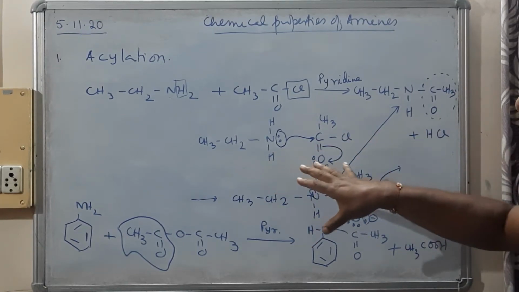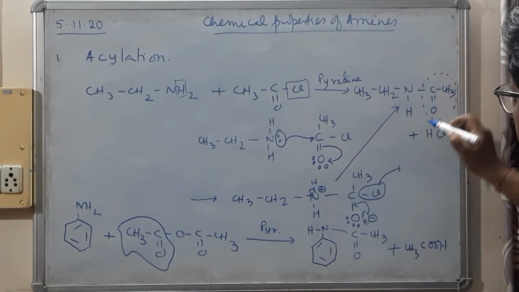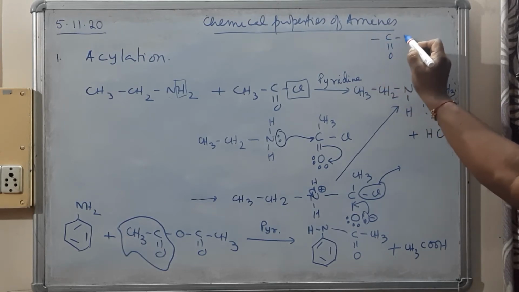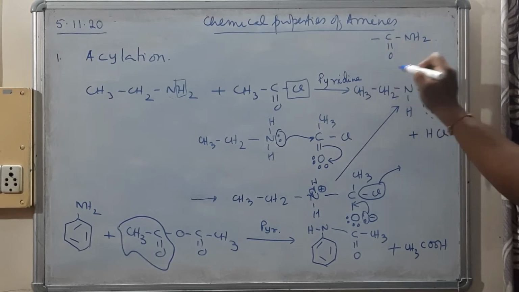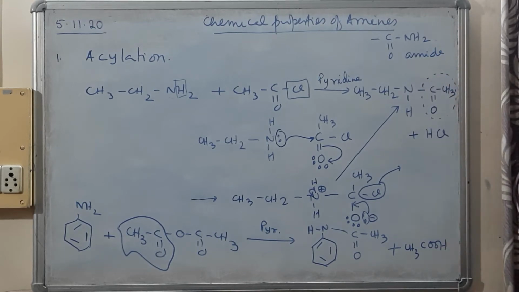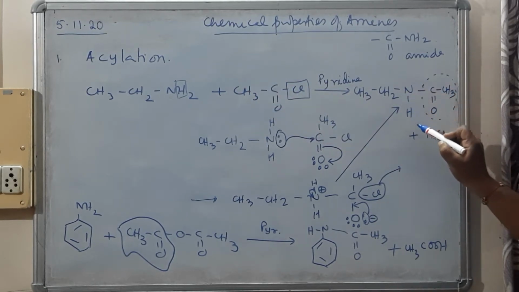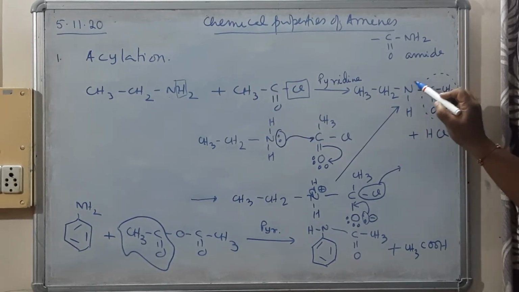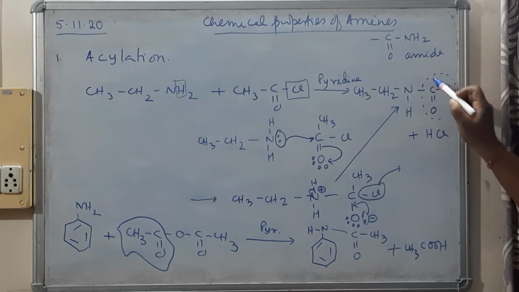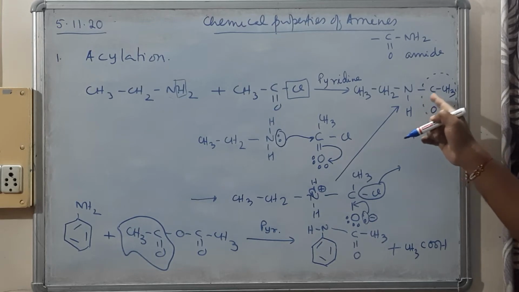Now, what is the name of this product? In the acylation reaction, we know that this is a functional group. It is called amide. So you can see here, the acylation product we get is amide. Not actually amide, it is substituted amide. This is substituted amide, and now I am naming this compound.